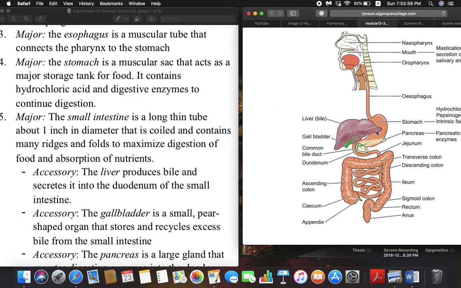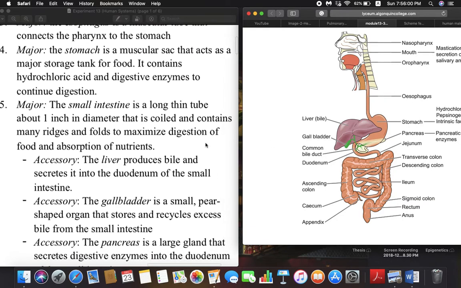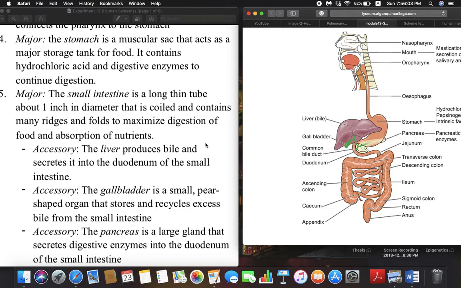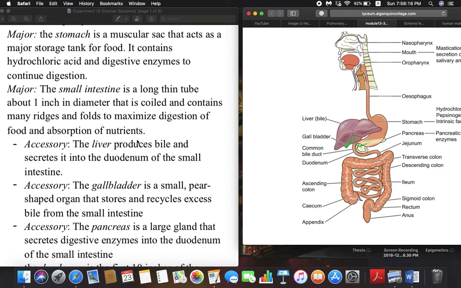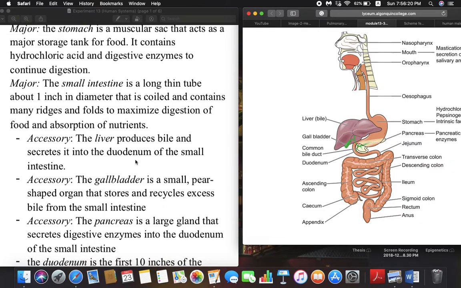After the stomach, the food passes into the small intestine. The small intestine is a long, thin tube about 1 inch in diameter that is coiled and contains many ridges and folds known as villi and microvilli. And the reason for these ridges and folds is to maximize digestion of food and absorption of nutrients by increasing the surface area. Now here in the small intestine, we need to talk about 3 important accessory glands, which are the liver, the gallbladder, and the pancreas, which is found here.